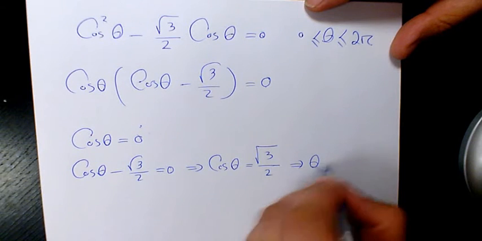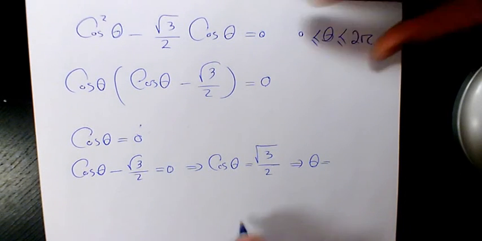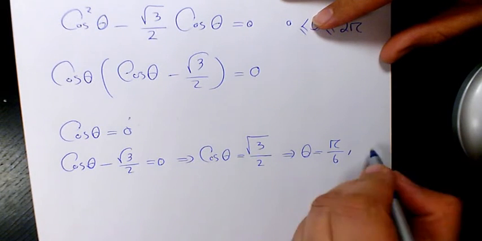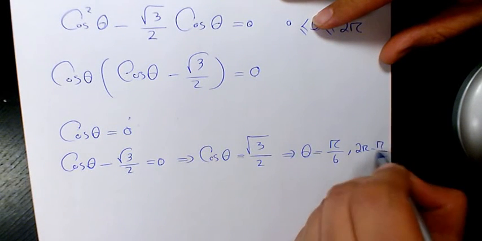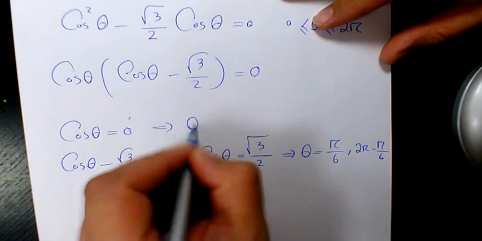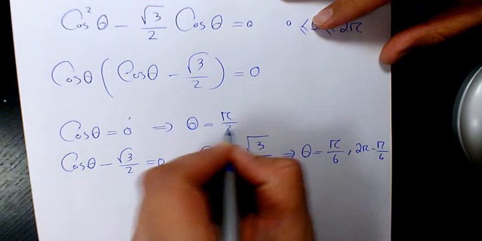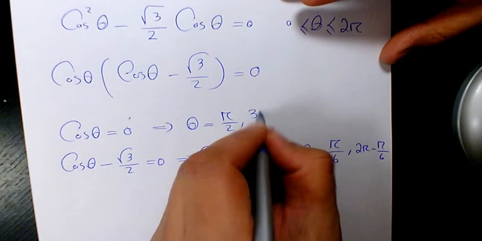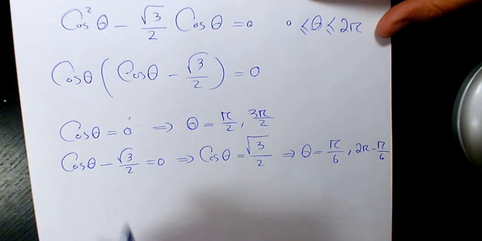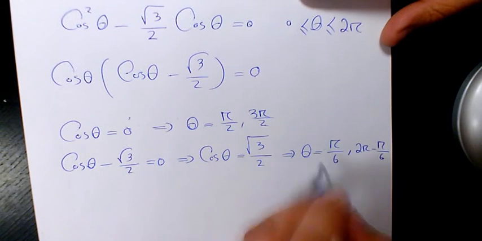Then theta will be pi over 6 and 2 pi minus pi over 6. And cosine theta equals 0, theta will be equal to pi over 2 or 3 pi over 2. So when theta is between 0 and 2 pi, we have basically four answers.